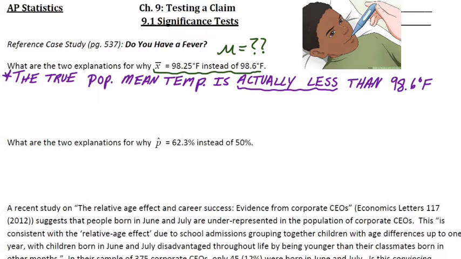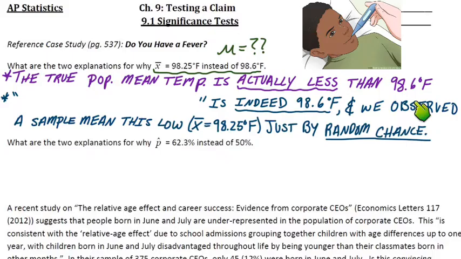Okay, the other side of that statistical argument is that the true population mean is indeed 98.6 degrees Fahrenheit. It's not less. So it's actually 98.6 degrees. And we got our sample mean that was low just by random chance. So in reality, hey, there's nothing wrong. It's really 98.6. You just saw some sampling variability. That's why your sample mean was so low. That was just by random chance. And notice I use the quotes so I don't have to rewrite this stuff up here, the true population mean temp.